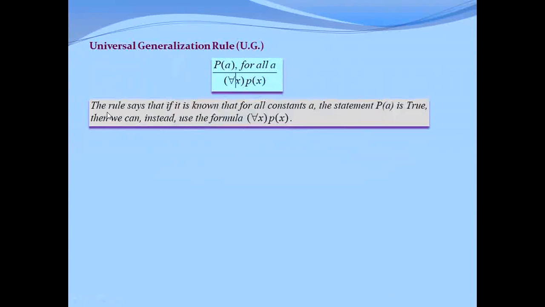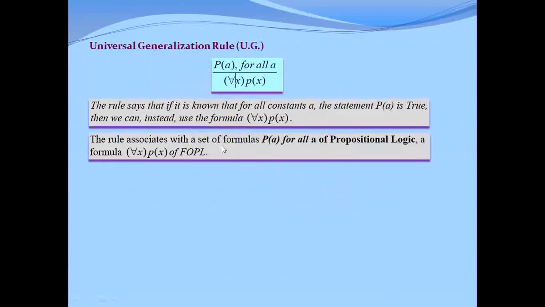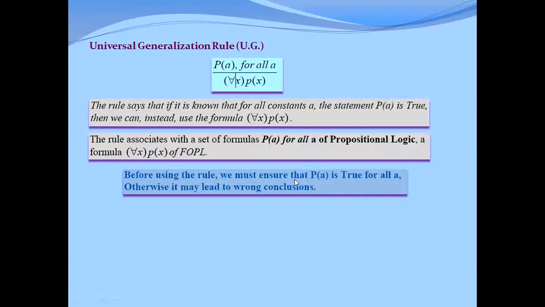So the definition is, the rule says that if it is known that for all constants a the statement P(a) is true, then we can instead use the formula for all x, P(x). The rule associates a set of formulas P(a) for all a of propositional logic with a formula for all x, P(x) of FOPL. FOPL stands for first order predicate logic. Before using this rule, we must ensure that P(a) is true for all a, otherwise it may lead to wrong conclusions, as I have already discussed at the start of this formula inference.